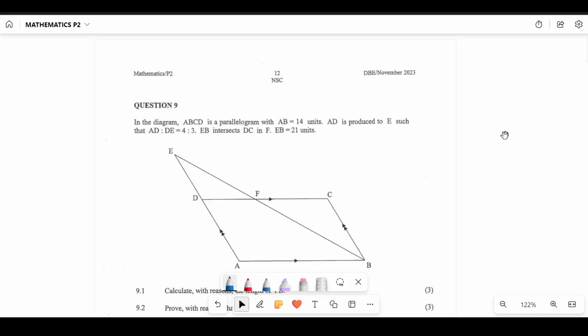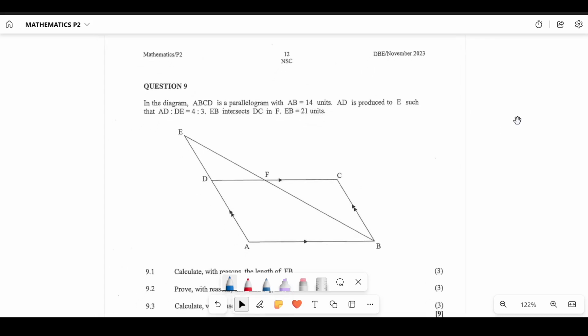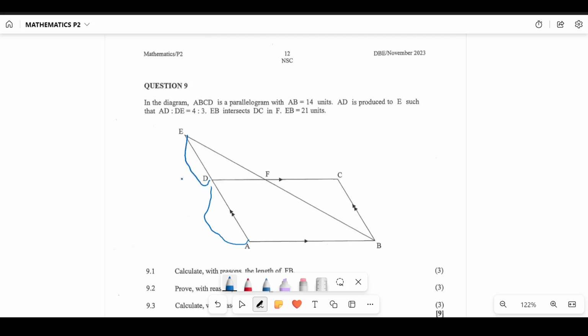In the diagram, ABCD is a parallelogram with AB equal to 14 units. AD is produced to E such that AD is to DE equal to 4 is to 3. So you can mark it in the diagram. AD is to DE is 4 is to 3, means 4K is to 3K, because 4 and 3 are not the original length. Now EB intersects DC in F.